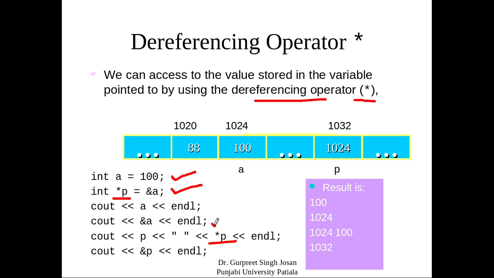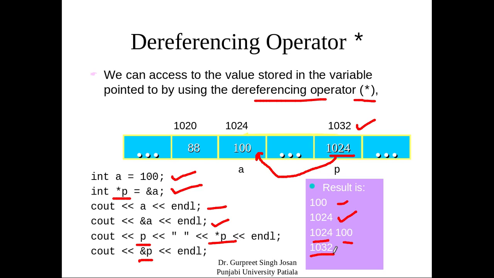You can find out the address using ampersand. So in this case it will print 100. The second line will print the address of a, that is 1024. The third line will print the value of p, which is again 1024, and *p means the content of the location which is contained in p. So p contains the location 1024 and the content of that location is 100. So *p will print the value 100. Similarly, when you print &p, I am talking about the address of p, which is 1032, and it will print the value 1032. I hope this simple example clarifies your concept about the pointer and how to use it.